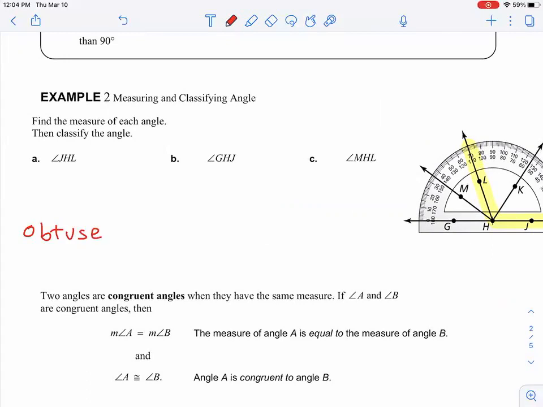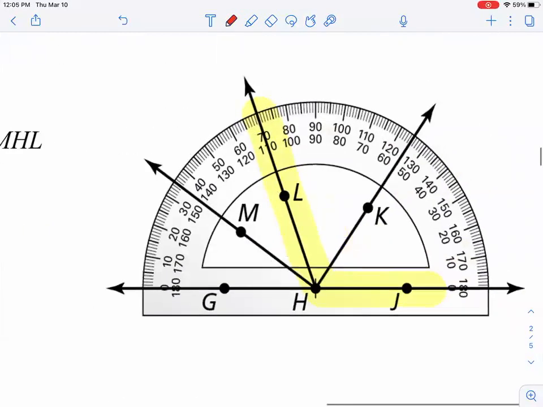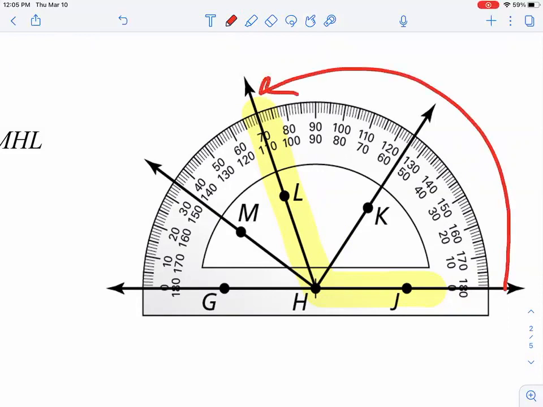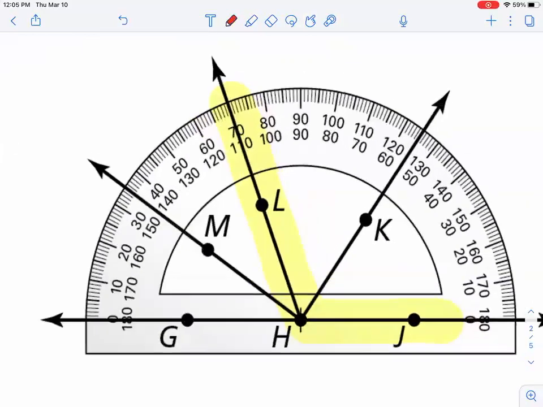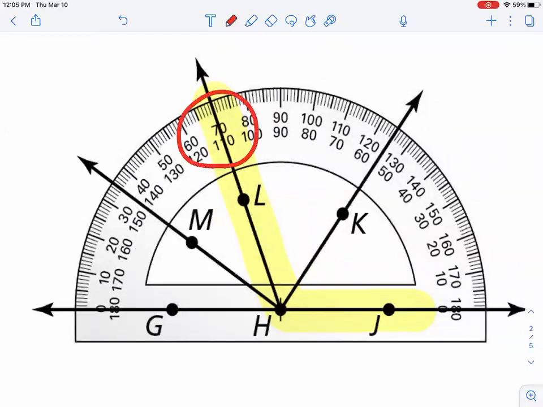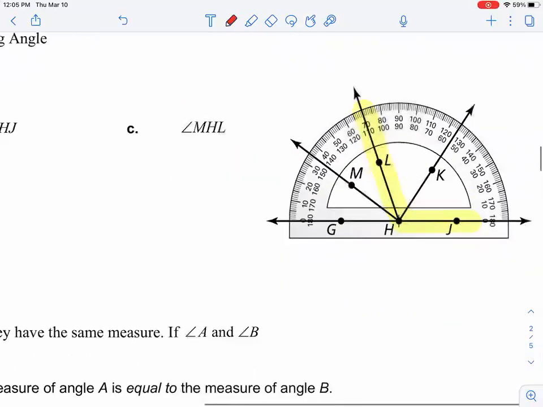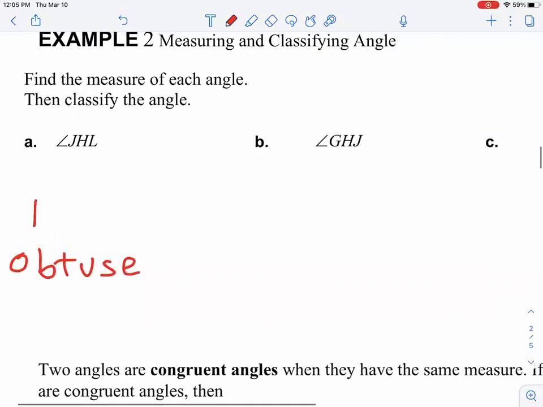Now I'm going to go back and look at the measures. This is at like 0, and I'm going this way. There's two numbers there. I know they're hard to see, but 70 or 110. How do I know which one to choose? Remember, you just said it's obtuse. So that means it's 110 degrees, not 70. I know that because it's obtuse, my answer has to be greater than 90. And so that is 110 degrees.